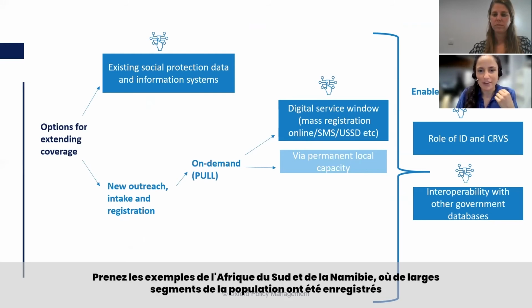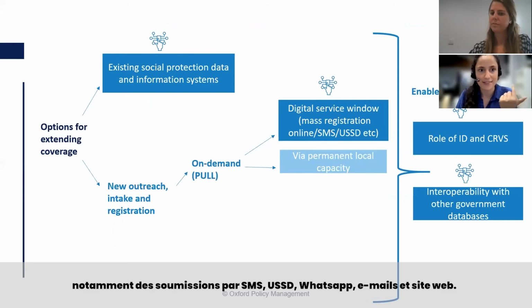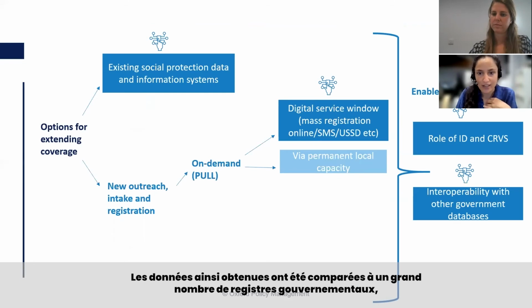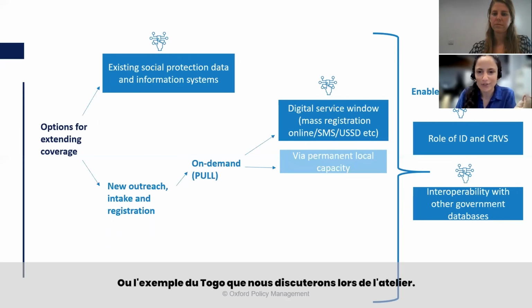Take the examples of South Africa and Namibia, where large segments of the populations were registered within weeks by digital tools, including submissions through SMS, USSD, WhatsApp, emails, and website, with data that was cross-checked against a wide number of government registries, including civil registration, tax, civil servant payroll, social security, and so forth. Or the example of Togo that we'll be discussing at the workshop.